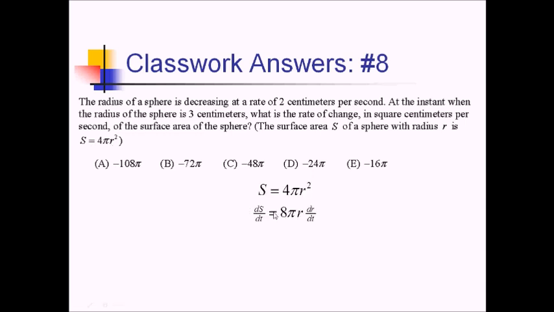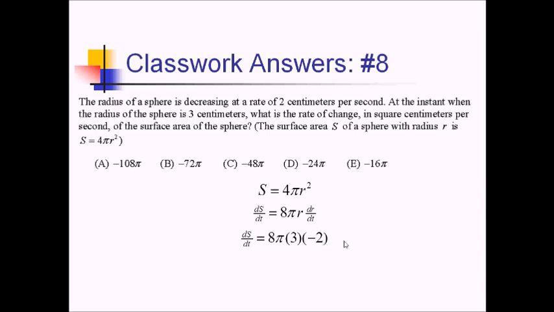And at this point, now that we've differentiated that, we're ultimately solving for the rate of change of the surface area, dS over dt. So hopefully we know what r and dr over dt are. We actually do. r is just what the radius is at this instant. That's 3. dr over dt, that's the rate of change of the radius. Careful though, they said that the radius is decreasing at a rate of 2 centimeters per second. So that dr over dt is going to have to be negative 2.